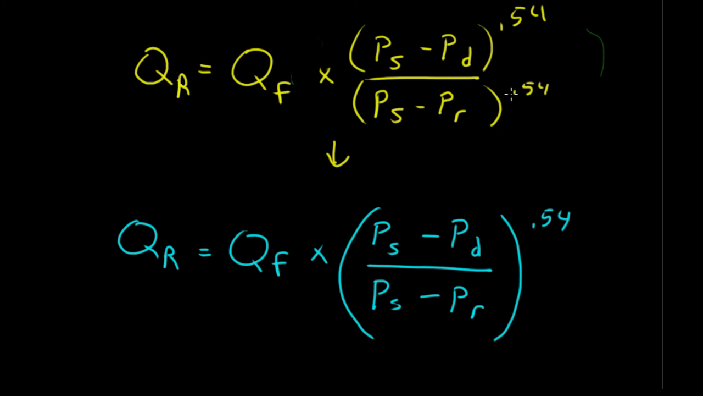You can rewrite it like that because you have an exponent, it's to the power of 0.54 and to the power of 0.54. Since this is the same exponent above and below the division line, because this is a fraction here, and that means divide, same thing. Since this exponent is the same, you can get rid of that down here, and then make one big parentheses, and you can rewrite the equation to where it looks like Q sub R equals Q sub F times parentheses P sub S minus P sub D divided by P sub S minus P sub R in parentheses to the power of 0.54. You might want to snap a picture of that with your cell phone or something.